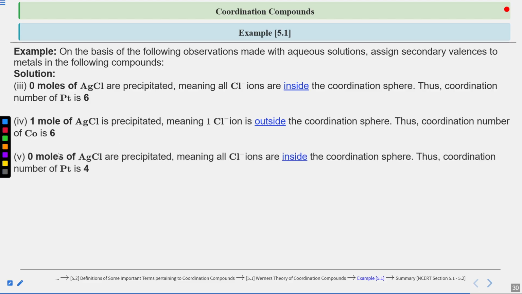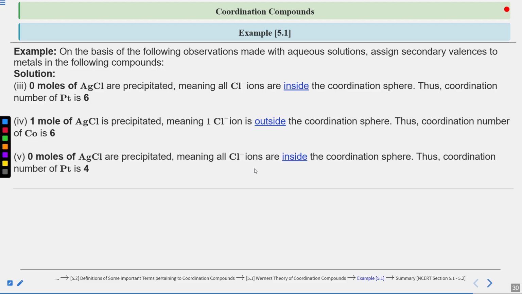In the fifth formula, we got 0 moles of AgCl as precipitate. That means there are no chloride ions present outside. Every chloride ion is present inside this coordination sphere. So we will count them also in the calculation of coordination number. And the coordination number of platinum will be 4.